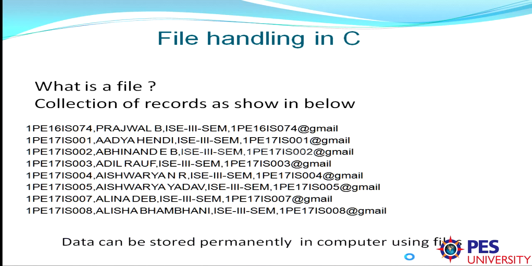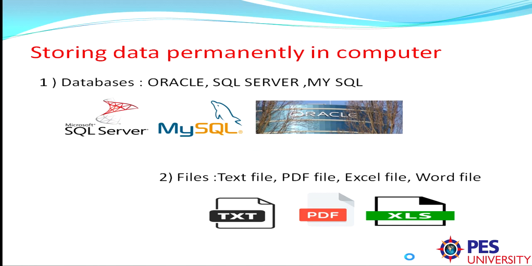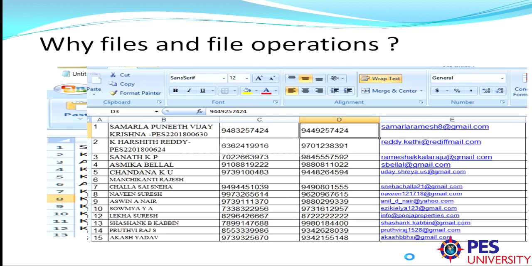Data can be stored permanently in a computer using files. These are the ways to store data permanently in a computer. Number one, using databases such as Oracle, SQL Server, MySQL. Number two, using files such as text files, PDF files, Excel files, Word files, and so on. Using these ways, you can store data permanently in a computer. In this video, we learn how to store and retrieve data using text files.